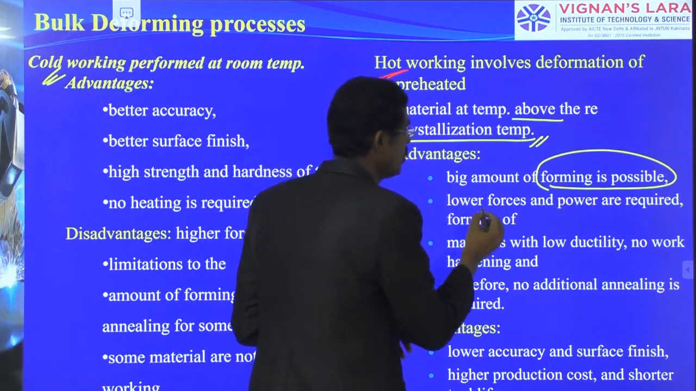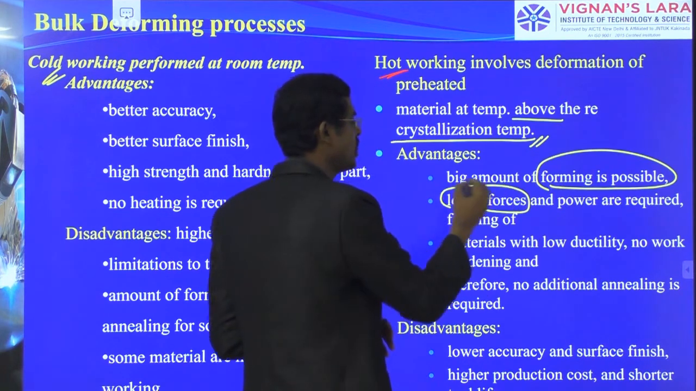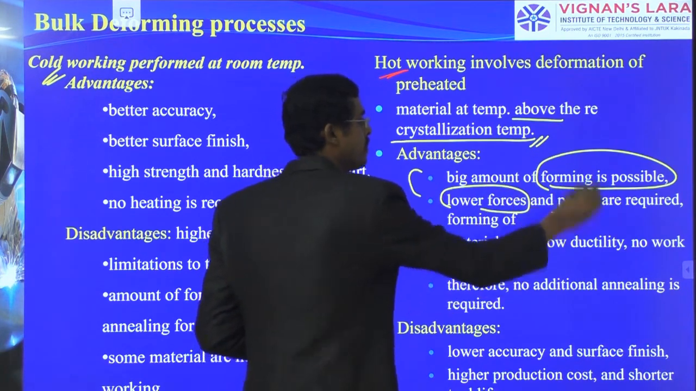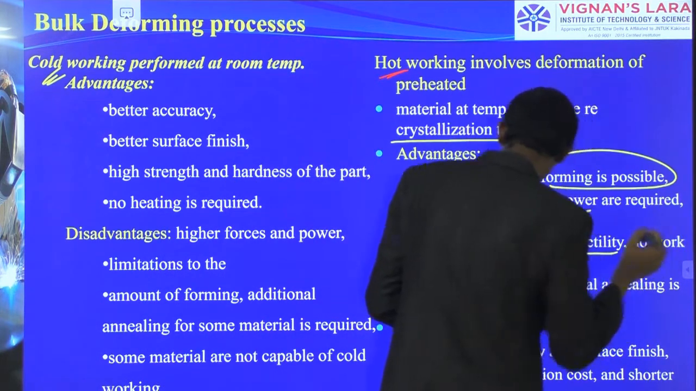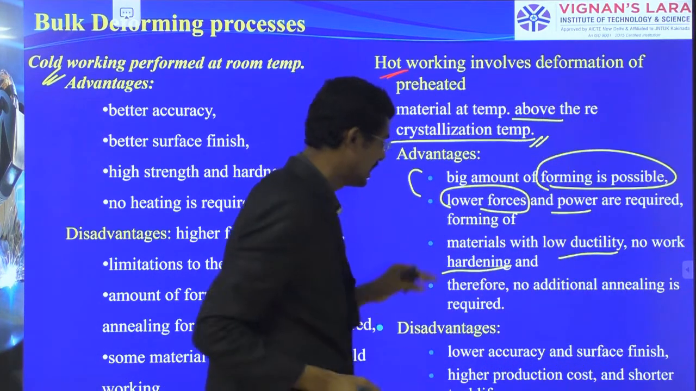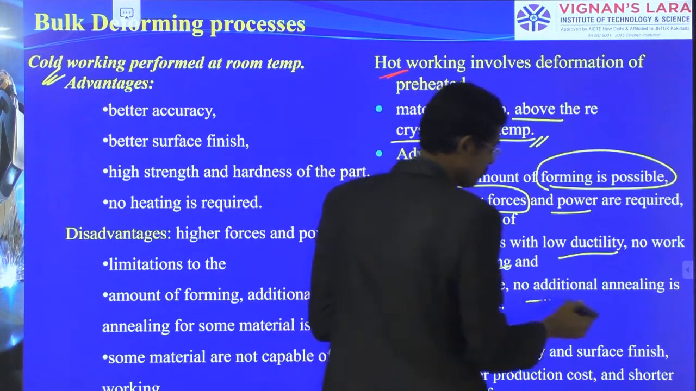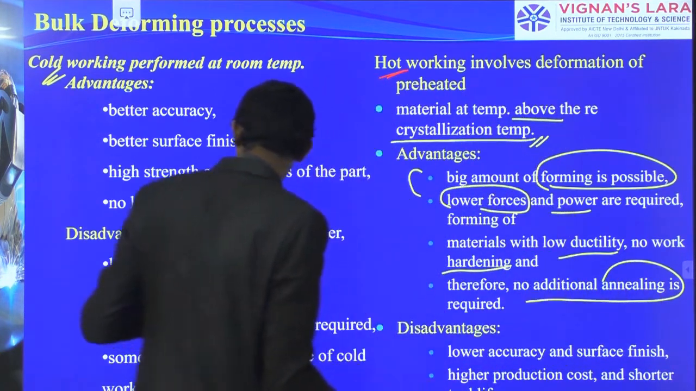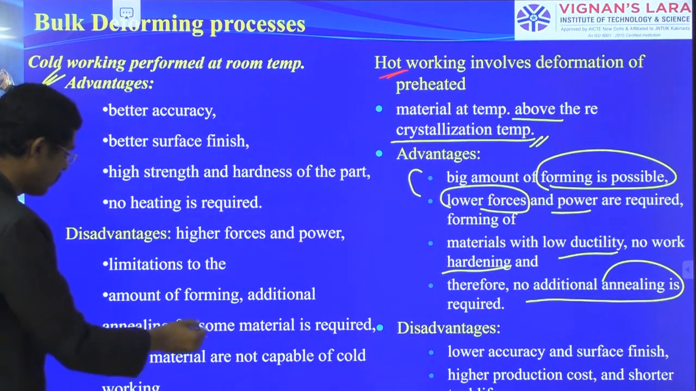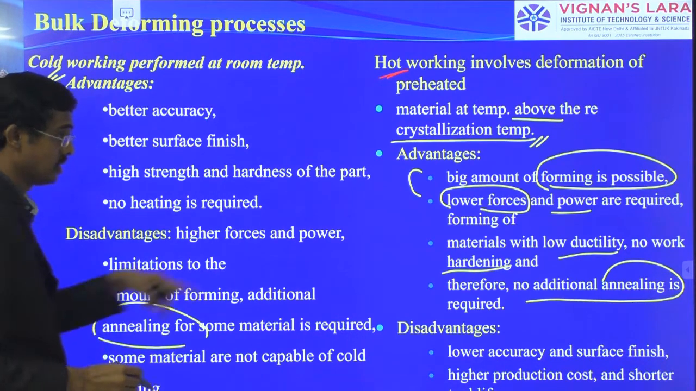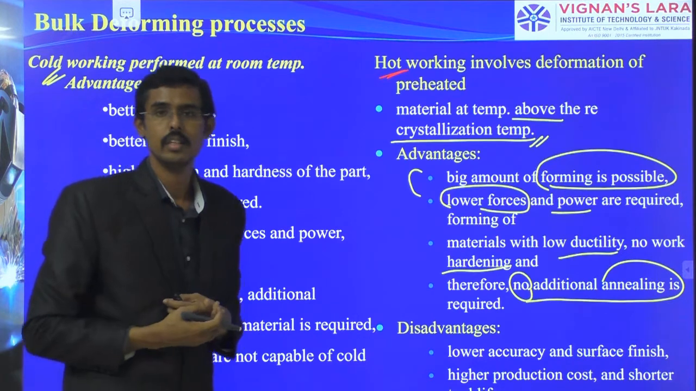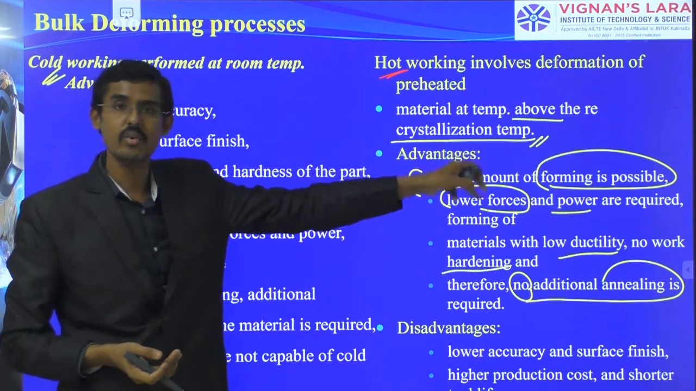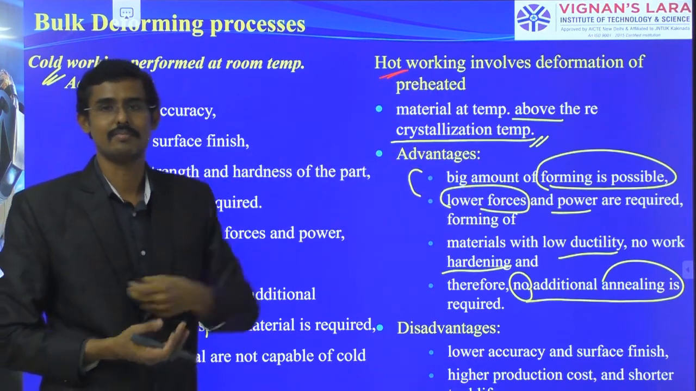Lower forces, you see, lower forces and powers are required. Materials with low ductility can be worked, and there is no work hardening. Therefore, no additional annealing is needed. Here in this term we have used the word annealing, which we did earlier, but annealing is not needed here because we are doing the operation itself at high temperature.